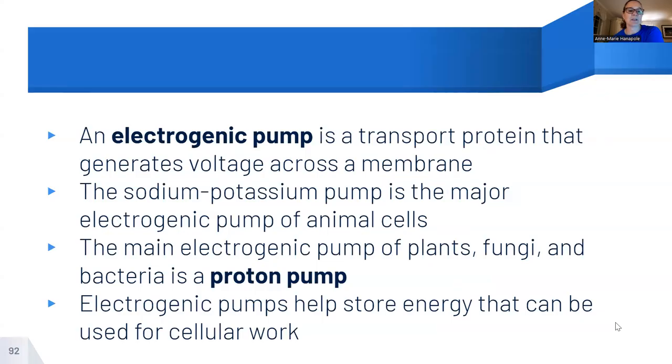So it is a chemical force, the ion gradient, that can drive that membrane potential and the ion movement. So an electrogenic pump is going to be a transport protein that's going to generate voltage across the membrane. And then sodium-potassium pumps are kind of an example of that, moving those charged molecules into and out of the cell.